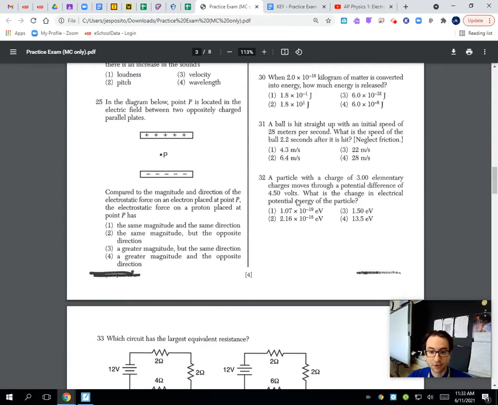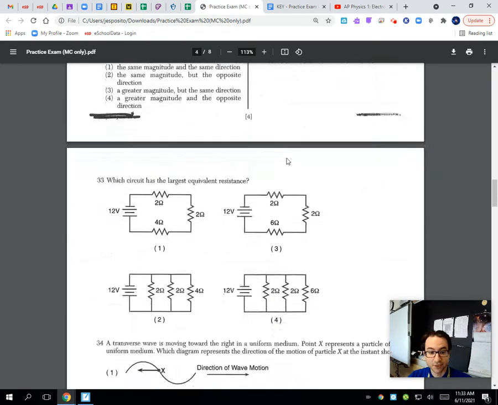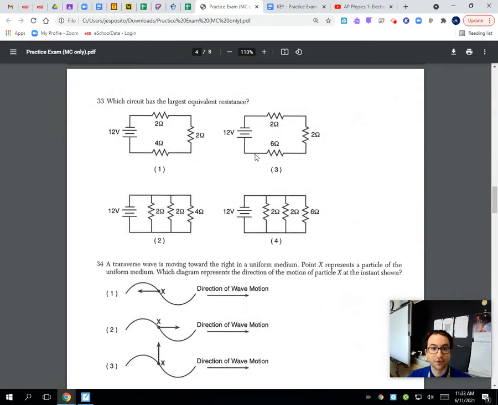And question 32 is another modern physics question, so we can skip that one. Moving on to the next page, starting with number 33. A circuits question: which circuit has the largest equivalent resistance? Well, we know that resistance adds differently, whether it's a series circuit like the first two, choices 1 and 3, or parallel like choices 2 and 4.